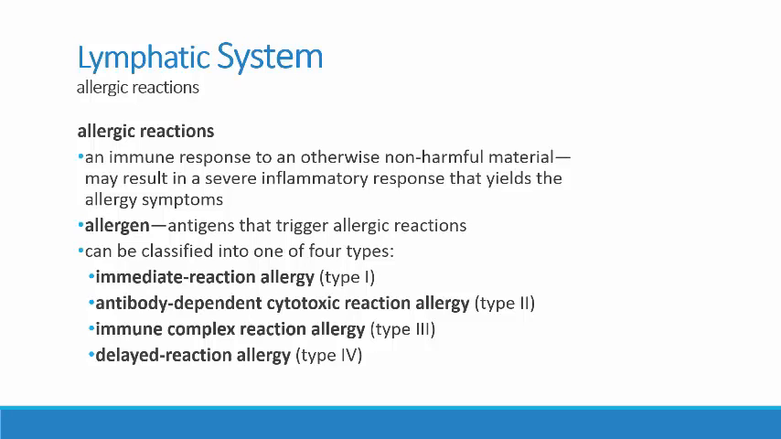And when we look at allergic reactions, we can see that they can be classified into one of four types: immediate reaction allergies, antibody-dependent cytotoxic reaction allergies, immune complex reaction allergies, and delayed reaction allergies. And they are numbered type 1, type 2, type 3, and then IV means 4. So if you're not familiar with Roman numerals, this is the Roman numeral 1. It looks like a capital I, the Roman numeral 2, the Roman numeral 3, and then V is actually the Roman numeral 5, but if you put an I in front of the V, then that subtracts 1 from 5 to equal 4. Okay, so that's a brief introduction to Roman numerals. We're not going to worry too much about them.